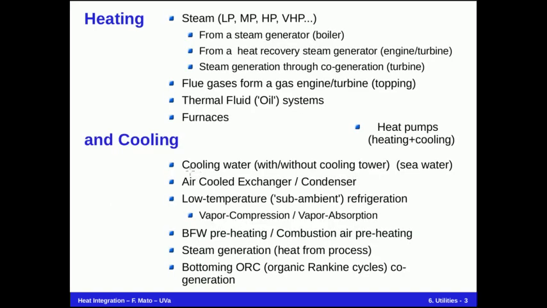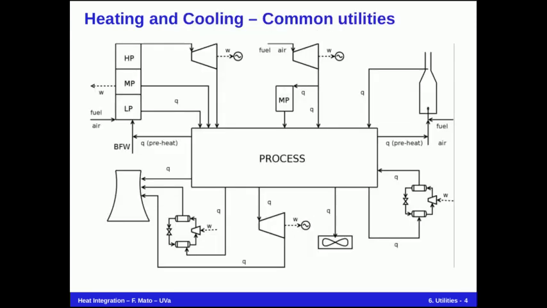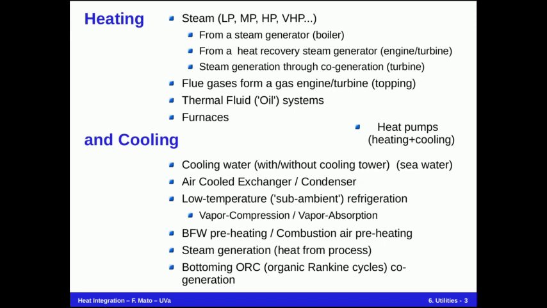For cooling, the most common system is cooling water, with or without a cooling tower, if you don't have sea or river water to use directly. In the scheme, you have heat going out of the process to the cooling tower, and finally to the atmosphere. Depending on the level, for higher temperature, you can cool your process using an air-cooled heat exchanger. It's very used in condensers above 70-80 degrees Celsius.